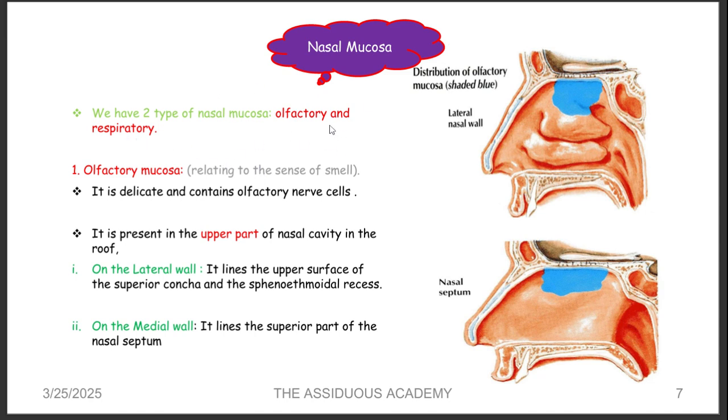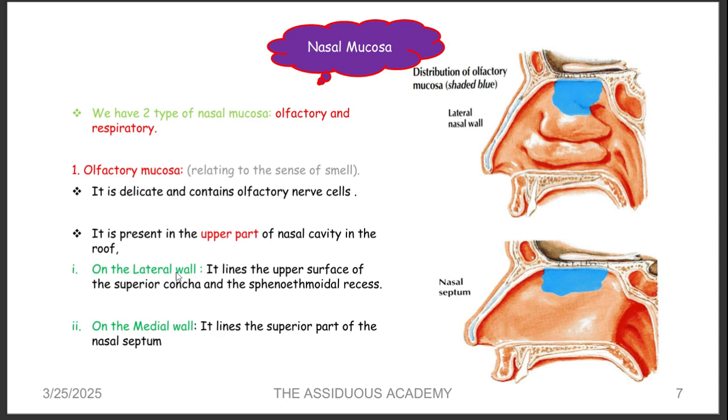Remember, the nasal cavity is responsible for smelling. You have got the olfactory nerve there, but you also have the respiratory part. So the olfactory mucosa is related to the sense of smell, and it contains this delicate olfactory nerve. It's delicate actually and contains olfactory nerve cells. It is present in the upper part of the nasal cavity in the roof. One you can see in blue there.